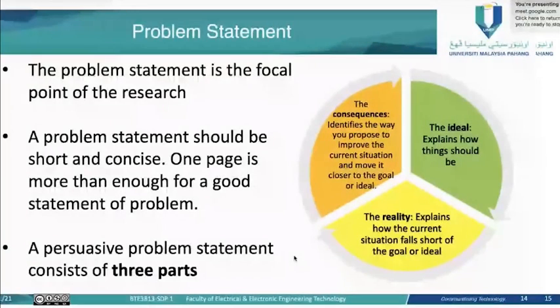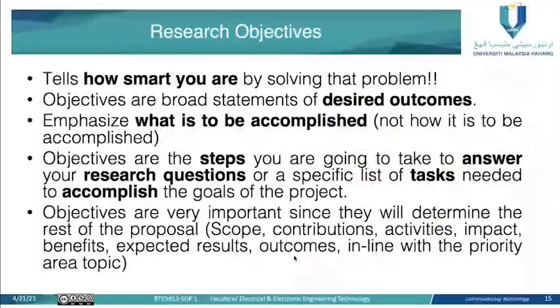Okay. Then we come to research objectives and how to write your research objective based on your problem. We already wrote the research background. We already wrote the problem statement. Now, how do we write our research objective? The research objective should tell how smart you are in solving the problem. We have a problem and we want to solve it. So how can we solve this problem, by proposing a new idea or a new system, and what do we need to accomplish at the end of this project?